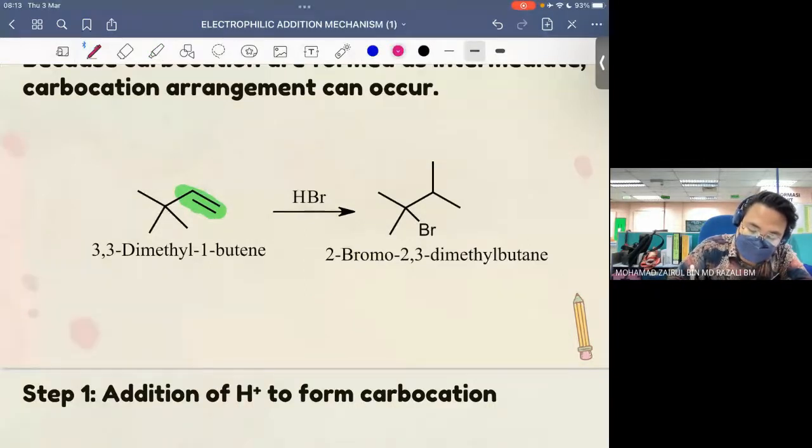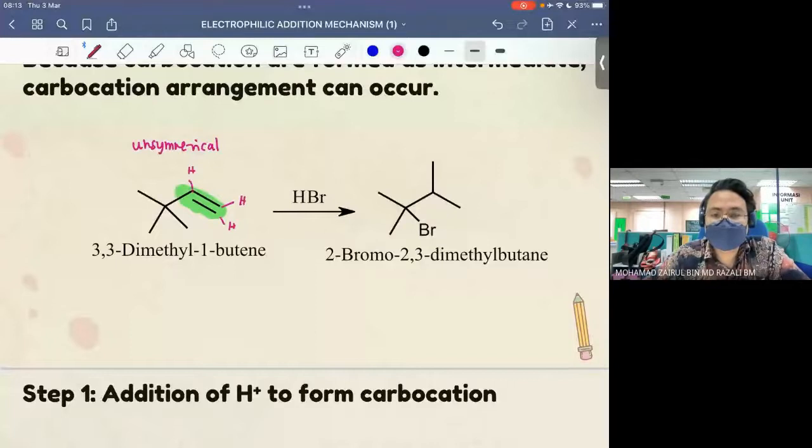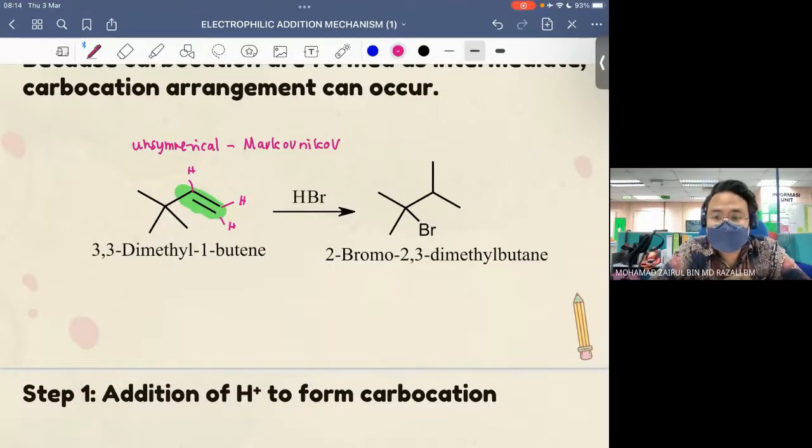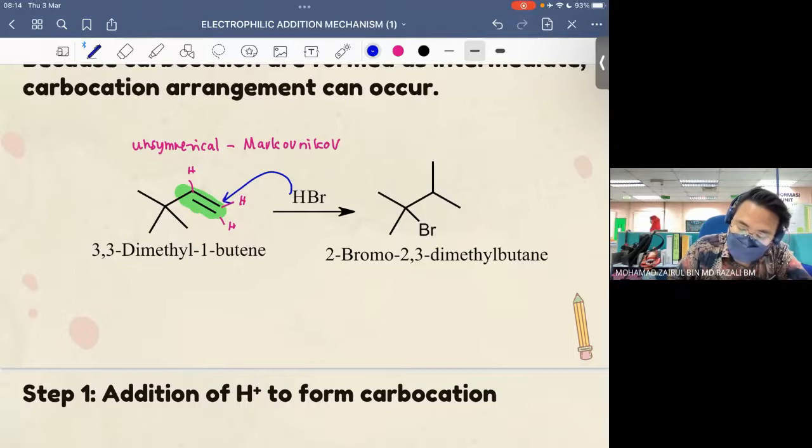Sebab apa saya panggil dia sebagai unsymmetrical alkene? Sebab the number of hydrogen on the double bond carbon is not the same. So, kalau dia unsymmetrical alkene, maksudnya awak kena follow Markovnikov. Remember that based on Markovnikov rule, hydrogen will be added to the double bond carbon yang banyak hydrogen. So, kalau kita ikut Markovnikov, hydrogen pergi sini, okay, bromine pergi sini.